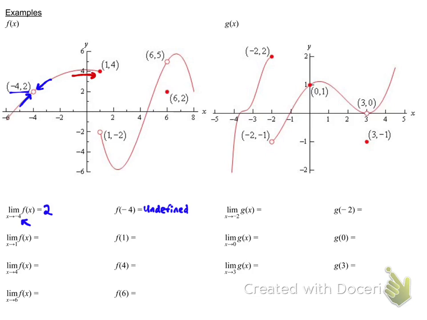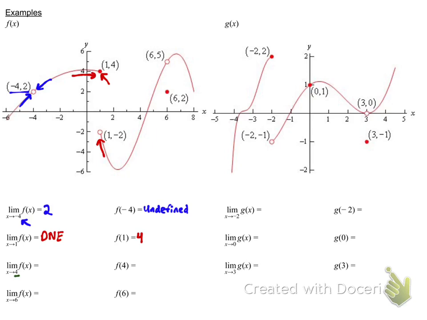Okay, let's look at the limit as x approaches 1. Well, here, from the left, it's approaching the y value of 4. But from the right, it's approaching the y value of -2. Because those are different, this limit does not exist. But the function at 1, if you were to plug in 1, it's a filled-in circle up there at 1, 4. So therefore, the function is equal to 4. So you can have times where the function does exist, but the limit doesn't. And you can have times where the limit exists and the function is undefined.